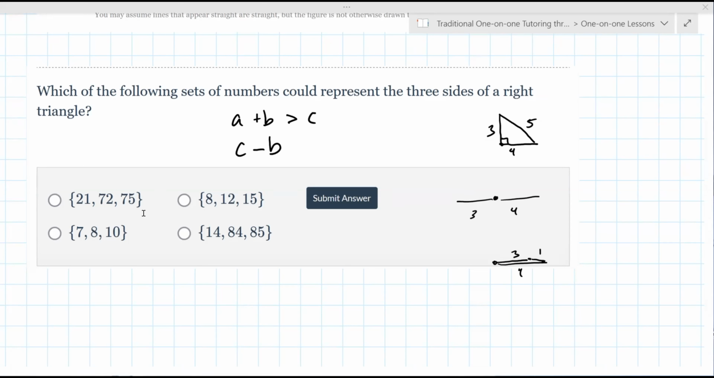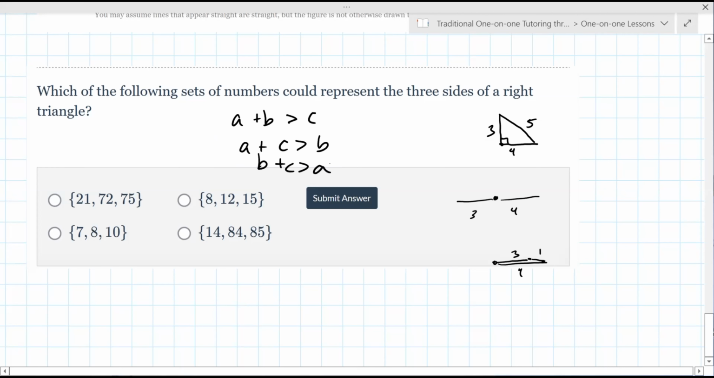Okay, so there's actually a better formula than this. They do it kind of the same way. It is A plus B has to be greater than C, but then they do A plus C has to be greater than B, and then B plus C has to be greater than A. So basically, if you add up two of the sides, it has to be bigger than the third side. Always.